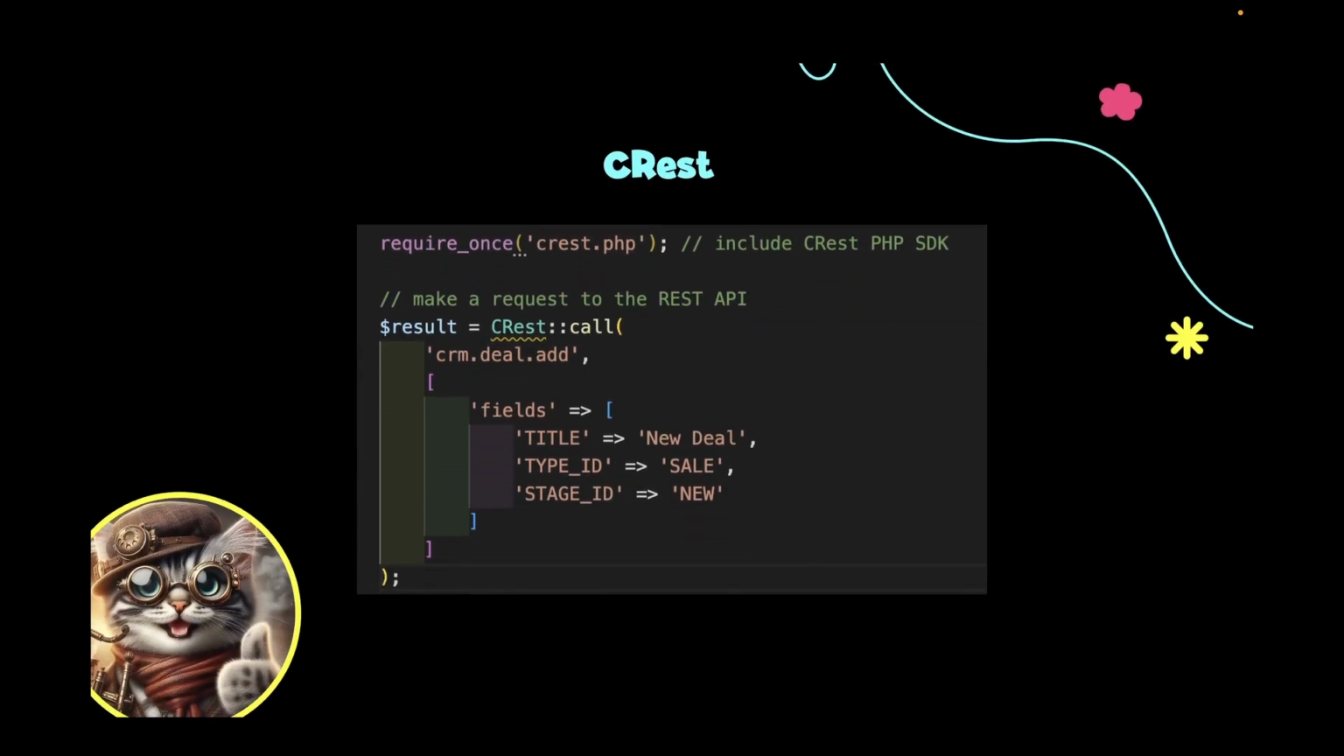Let's recall what using CREST for making a request to the Bitrix24 REST API looks like. As you can see on the slide, it's quite simple code where the CREST call method is invoked with two parameters, the name of the required REST API method and an array of parameters for this method. This simplicity has made CREST an exceptionally popular way to work with the Bitrix24 REST API for various local integrations and small individual customizations of Bitrix24.